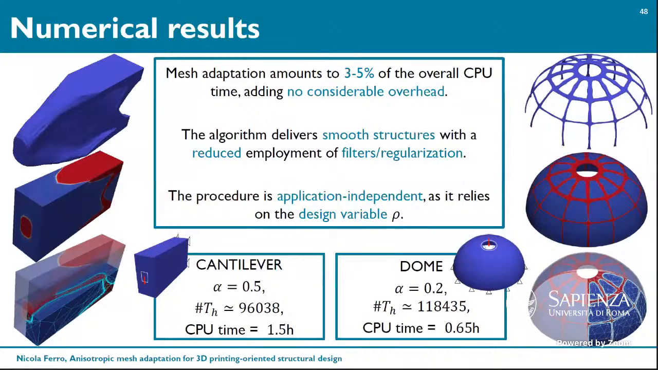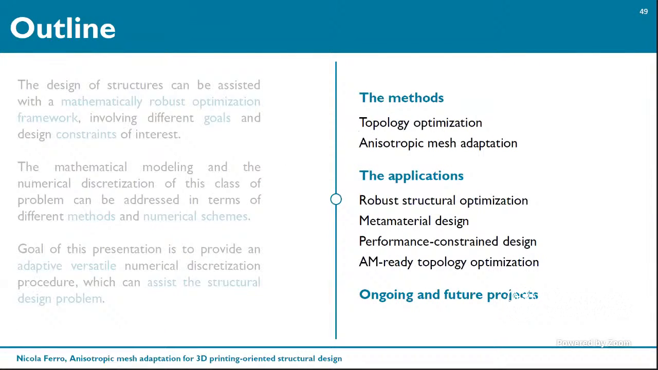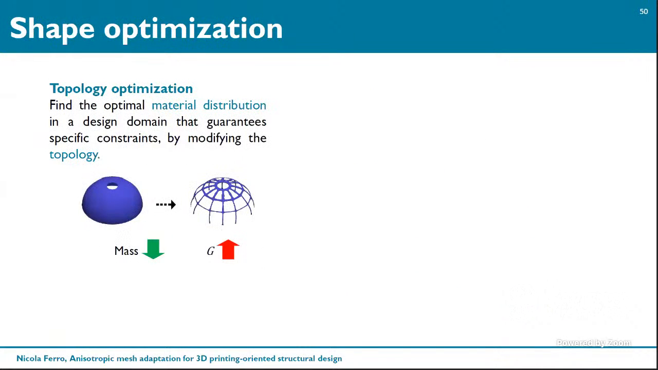And to convince you about this, I will now show some applications where mesh adaptation together with topology optimization has been applied, and maybe I can give you some ideas. And here starts my second part of the presentation, about applications. I will firstly dive into robust structural optimization, that is the second task that we try to do with topology optimization and mesh adaptation.